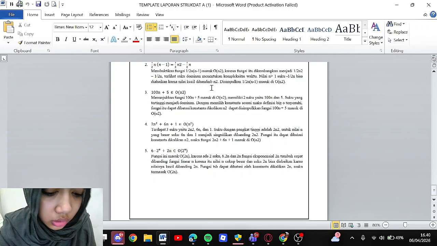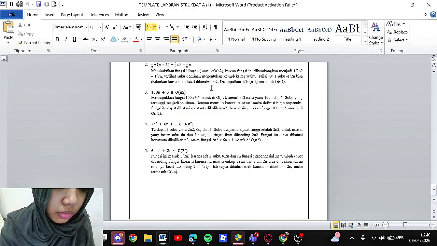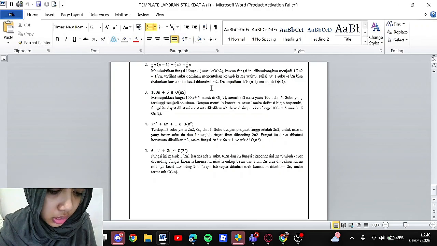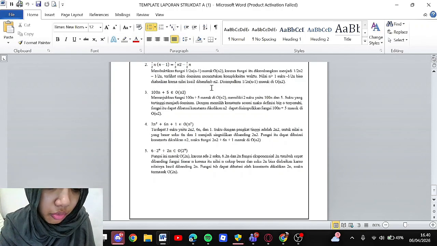In conclusion, all the functions have been successfully proved using big O notation. Big O helps us to understand the program, understand the algorithm's efficiency, and compare performance.